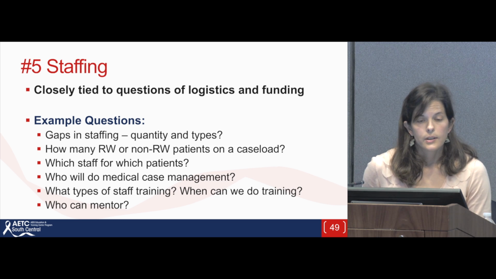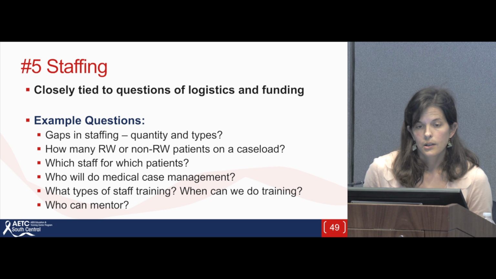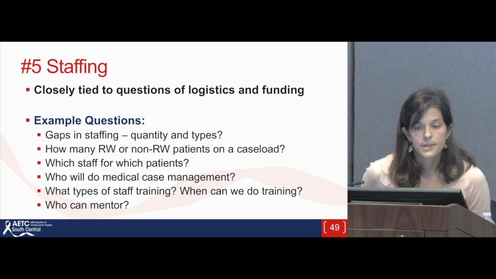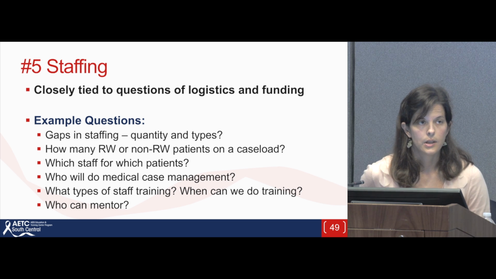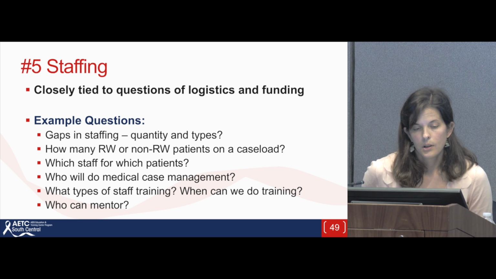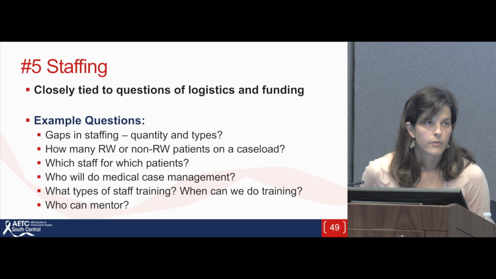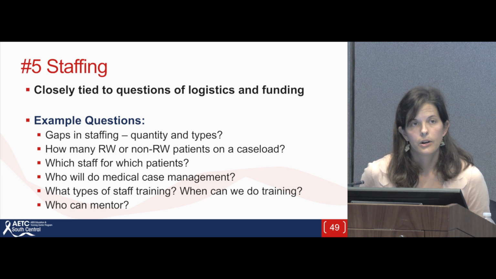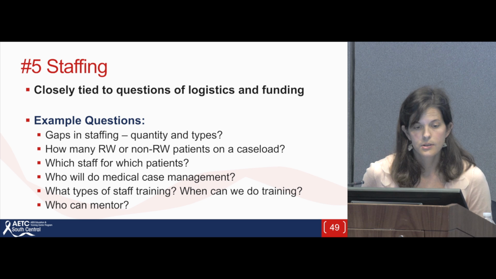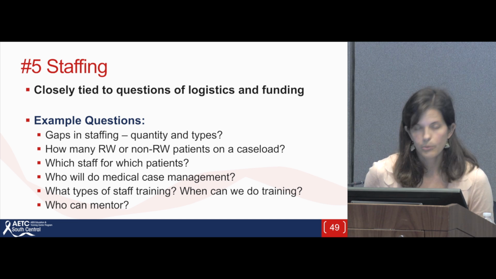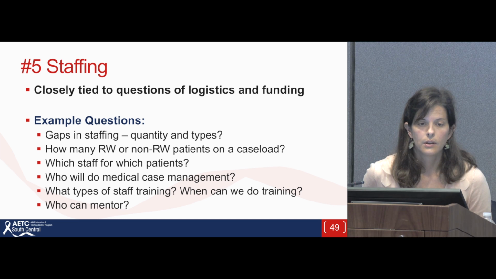The fifth one is staffing, and that was closely tied to logistics and funding. And so sample questions might be, are there gaps in staffing in terms of quantity and the type of staffing? Is there a new type of staff member that we need to hire in order to meet the need? How many Ryan White or non-Ryan White patients can I take on a caseload? Which staff for which patients? So which staff are better equipped and a better fit for some patients? Who's going to do the medical case management? What kind of staff training do we need? When can we do the training? And who can be our mentor along the way?